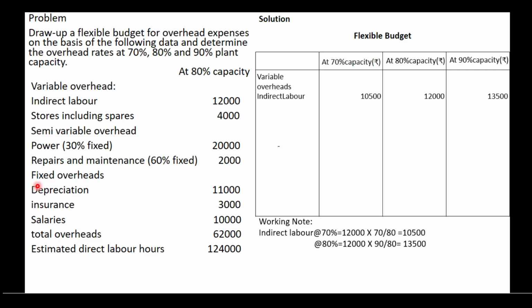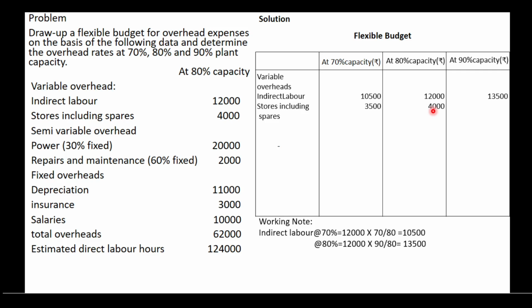First we calculate for the 70% as 4,000 into 70 divided by 80. So the amount for the stores including spares is rupees 3,500. And for the 90%, 4,000 into 90 divided by 80. Then the amount for the 90% is 4,500 rupees. And the next one, that is the semi-variable overhead.